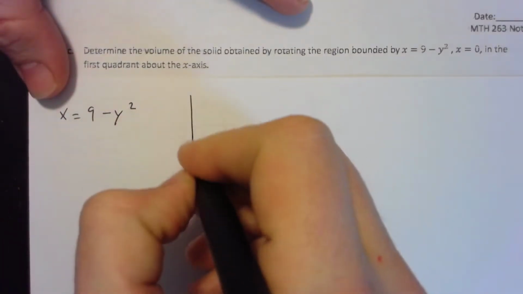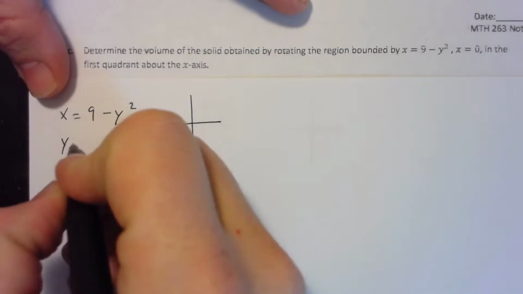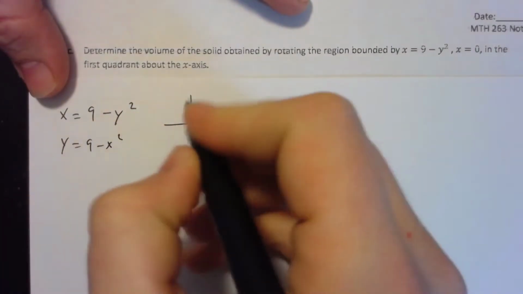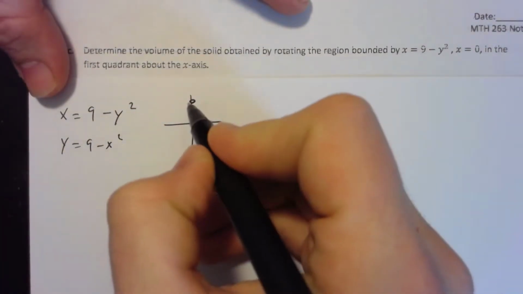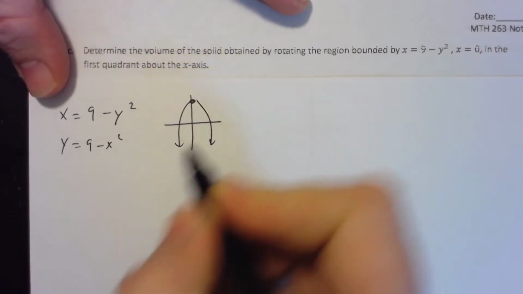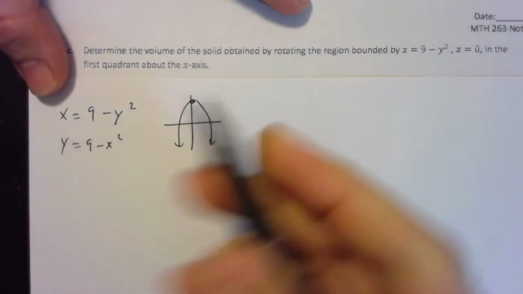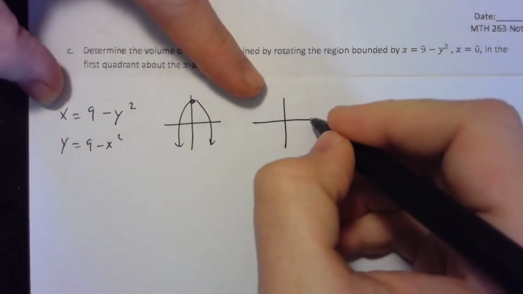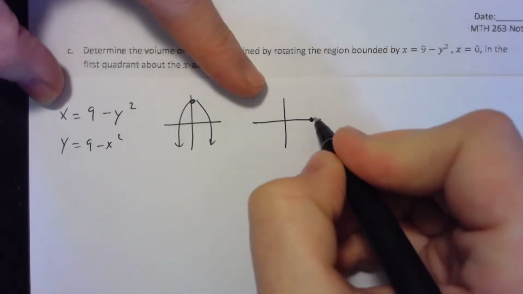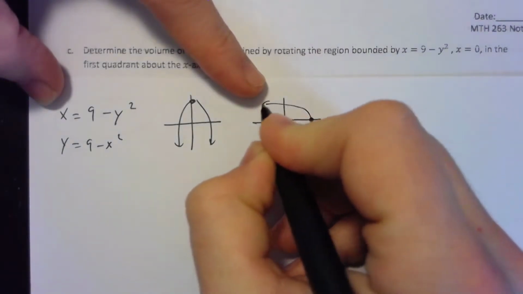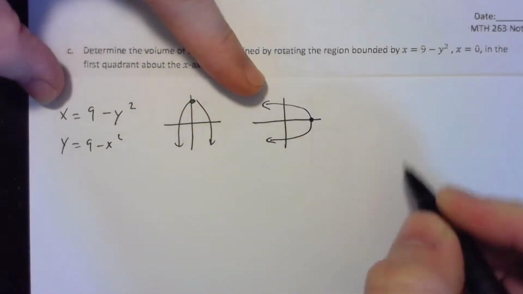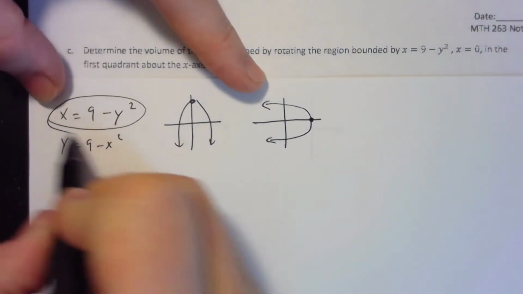Keep in mind that this function, if we were to graph it in the y equals 9 minus x squared case, would have a point up here at 9 and it would be facing down. However, because we're looking at x equals 9 minus y squared, that function will now start over here in the positive x-axis at the value of 9, and it'll be facing down towards the negative x-axis. So this is what the function is actually going to look like.